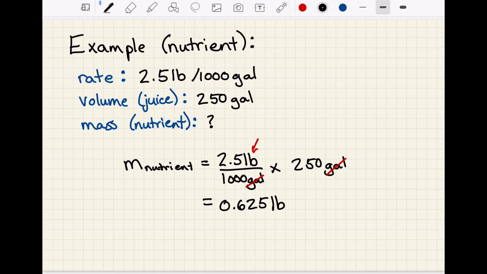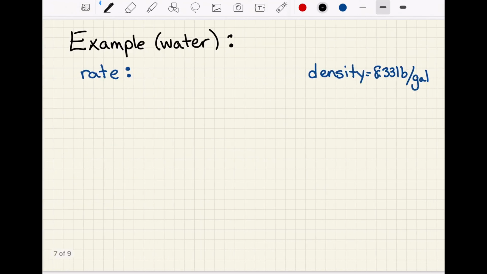If your scale doesn't measure in pounds very well, you may want to convert this into ounces so that you can measure that out easily. So that's the mass of the nutrient. So again, nutrient and yeast have very, very similar calculations. They may just differ in the rate that you would use those products.